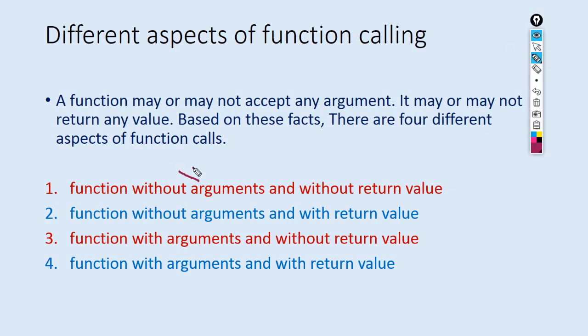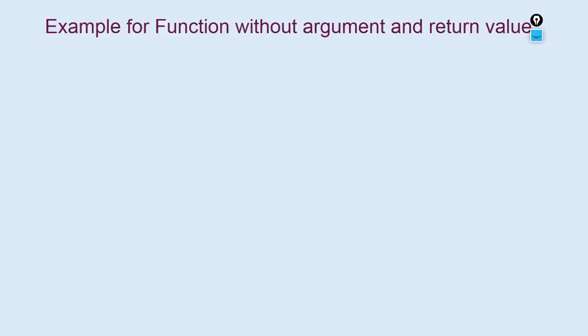Now here, first, no arguments and no return value. In the second style, no arguments but a return value is there. In the third, you can pass the argument but there is no need to return any value. Fourth is passing the argument as well as returning some value from the function. So in this video we will see in detail with the help of programs all these four aspects of function calling.